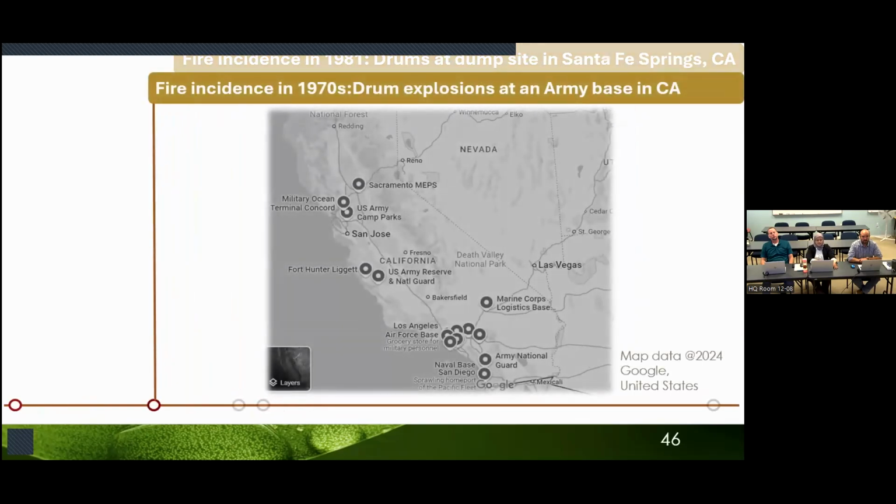Now, one such incident occurred during the 1970s at an army base in Southern California. During that incident, an explosion involving propellant waste took place during transportation. This tragic event resulted in the death of 2 workers. Just to share, this map is taken from 2024 map data and represents some of the military bases located at multiple places throughout the state, including Southern California. Next slide, please.